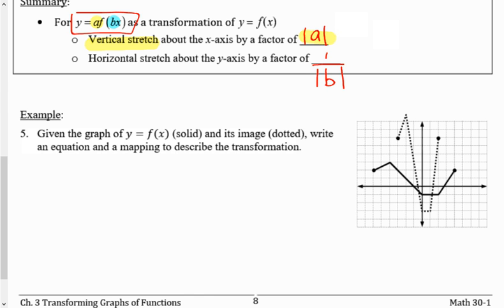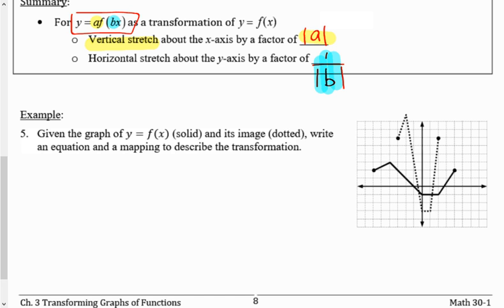Then, if there's something multiplied to the b, then just like with a translation, it does the opposite of what it looks like. So instead of multiplying all the x values by b, all the x values are being divided by b, and so the stretch factor is 1 over the absolute value of b. Again, if there's a negative, we'd say it's a reflection in the y-axis. And then the stretch factor is just the size of the number.